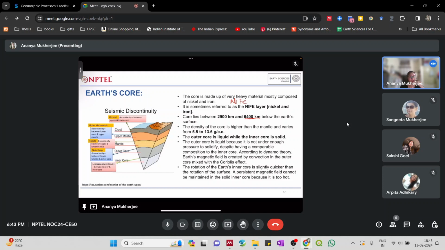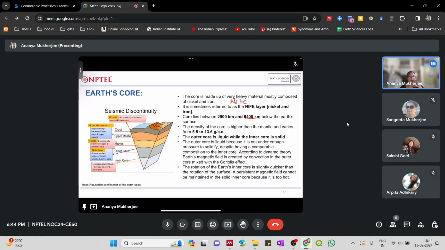Now you see that the density for the core goes all the way up to 13.6. That is way denser than what we were seeing for the crust or even the mantle. The average crustal density is 2.67, and it goes all the way up to 13.6. So there is a huge variation in the density values, and that in itself gives you the idea that compositionally also the Earth's interior has a lot of variations when you go deeper.